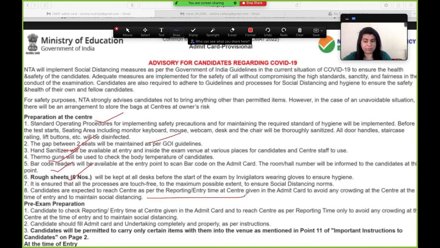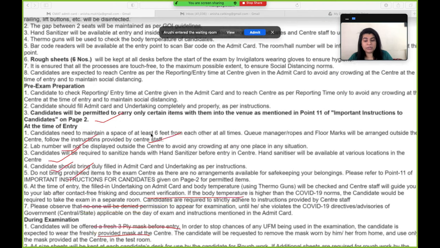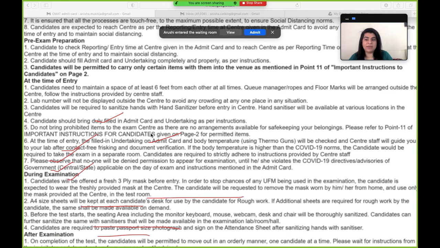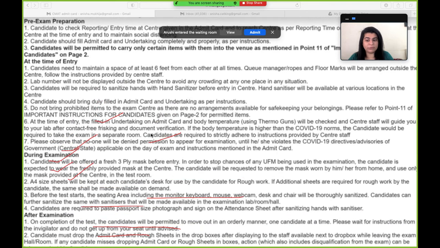Before the gate closing time, for sure you have to reach there. Okay. Pre-examination preparation: candidates should check the reporting entry time given and reach according to the time slot so that you are not creating any crowd or havoc there. Candidates should fill the admit card and undertaking completely and properly as per the instructions. You will be permitted to carry only certain items which we discussed in the video before itself, so that you are not having unnecessary things available or any confusion or chaos being caused.